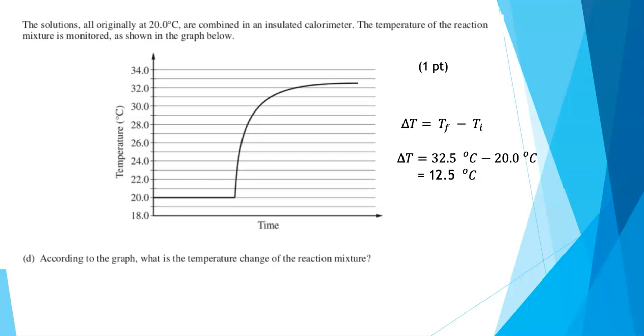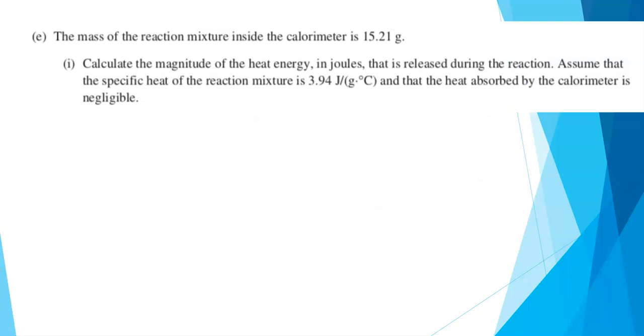Okay, so now let's go on. The mass of the reaction mixture inside the calorimeter is 15.21 grams. Calculate the magnitude of the heat energy in joules that is released. Assume that the specific heat of the reaction mixture is 3.94 joules per gram per degree Celsius, and the heat absorbed by the calorimeter is negligible.